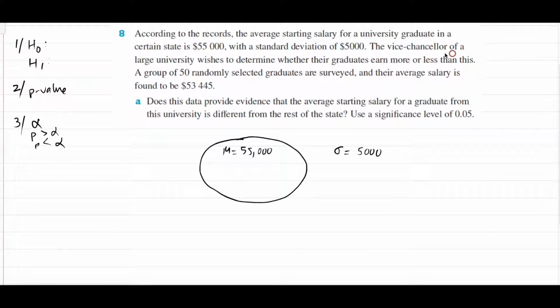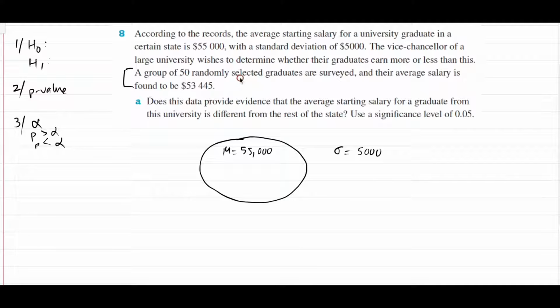Right, the vice-chancellor of a large university wishes to determine whether their graduates earn more or less than this. So what that is saying is your alternative hypothesis. He wants to determine, is it true that it's just 55,000 or maybe it's something else? And to do that, he tests. So this is where the test starts.